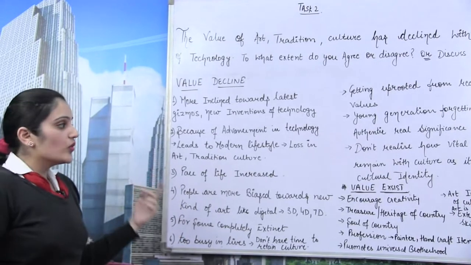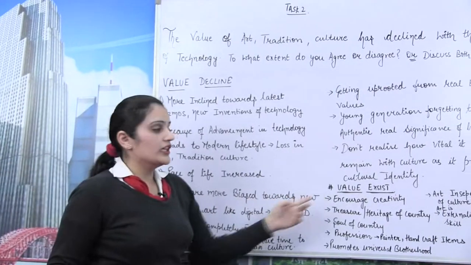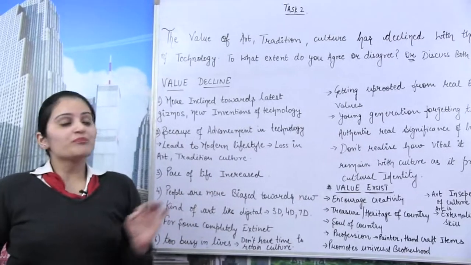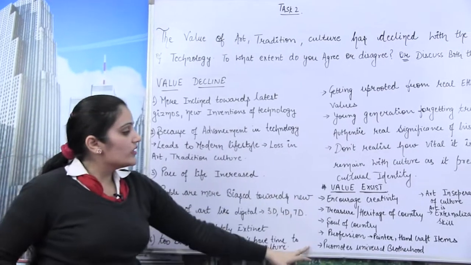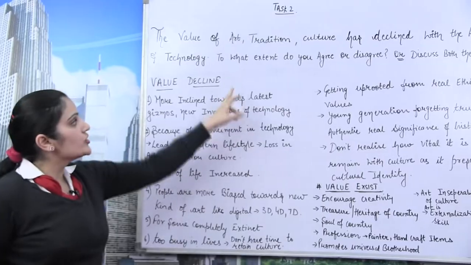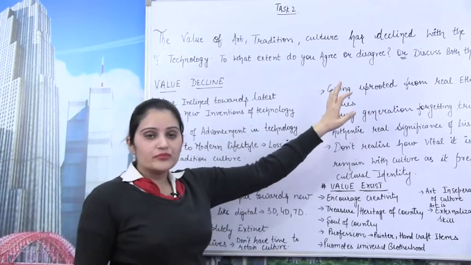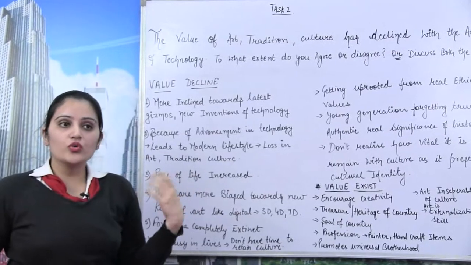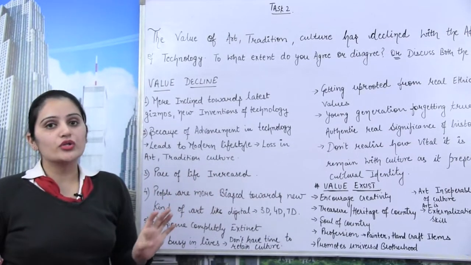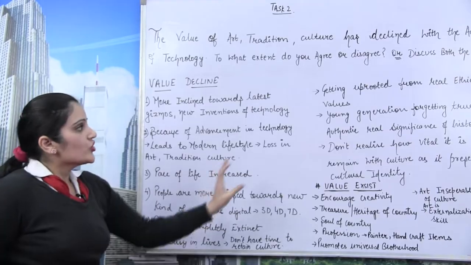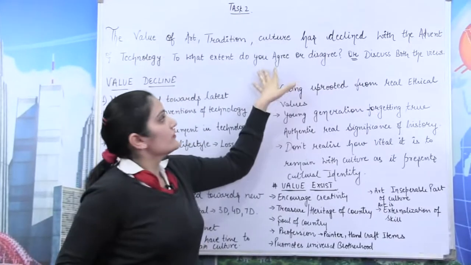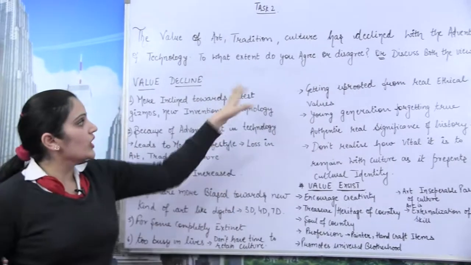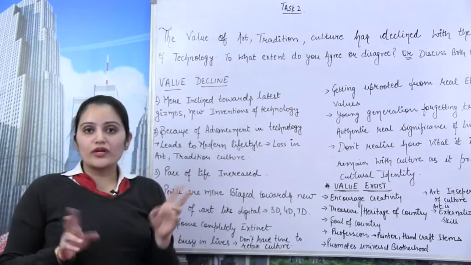Now, the next that I want to discuss with you is that the value exists. I want to discuss these points also, because the question is of 70-30. These are more points, so you can choose any of the points according to your task response. If we are discussing both views, if it is to what extent do you agree or disagree, you have to write both points now.